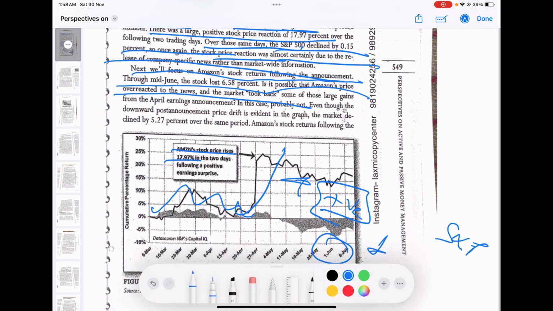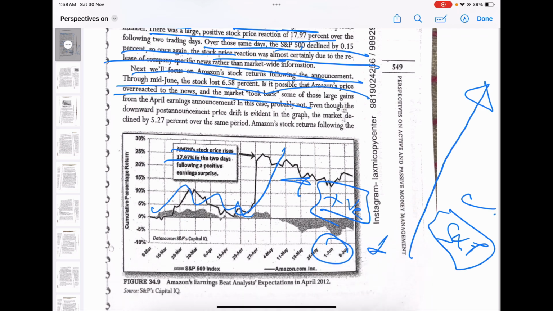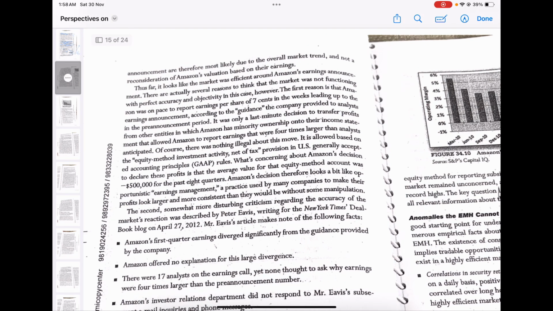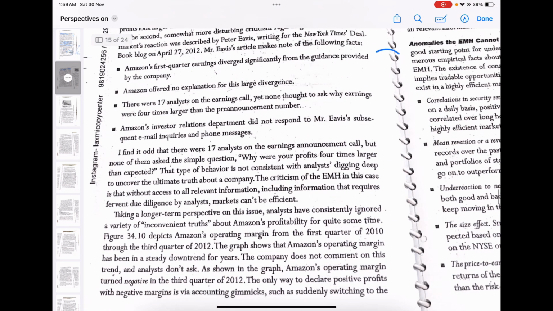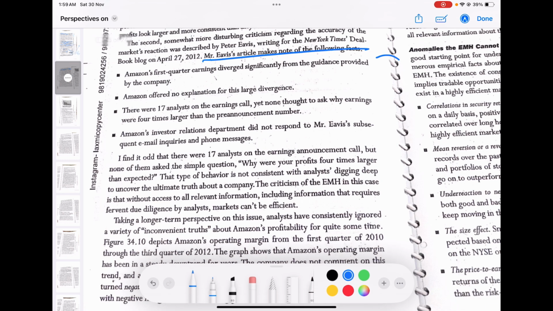First reason is that S&P was not performing well, and second reason is that when the positive news happens, the market overreacts to it and goes really up, but actually that is somewhat overvalued. Thus far, it looks like the market was efficient around Amazon's earning announcement. There are actually several reasons to think that the market was not functioning with perfect accuracy and objectivity in this case. However, the first reason is that Amazon was on pace to report earnings, and obviously, after a while, it basically again went back.